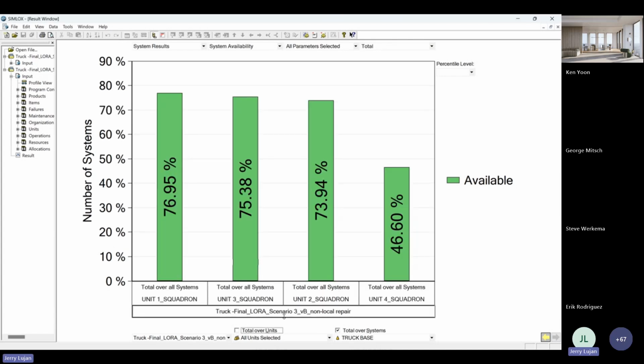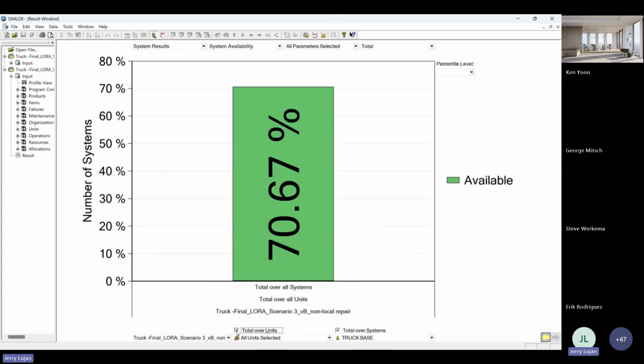Well, maybe. Let's look at what the units are doing. So now when I break this down, it's a different story. We have those 2 units that are directly supported at 75%. Unit 2 that is distant from it is a little bit lower, but look at that deployed unit at 46%. Even though the average is 70%.